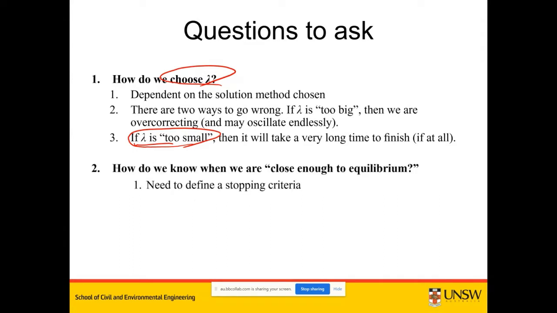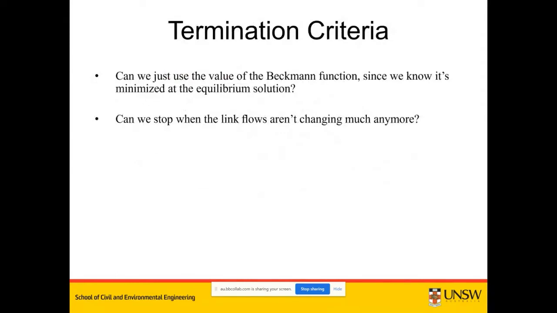The other tricky thing in the iterative framework is, how do we know we're close enough to the equilibrium? That means we actually need to define a stopping criteria, just like all the previous algorithms we had. We can introduce something called a relative gap, or we can define some other measure to find out whether we are close to equilibrium.